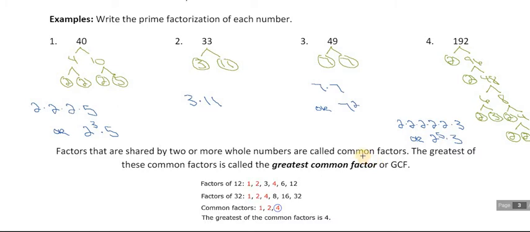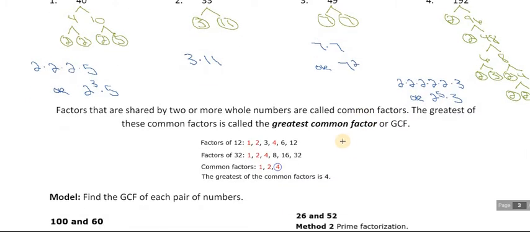We can go about this in a couple different ways, but one way is a little more systematic and reliable than the other. So here's an example where we have the factors of 12 listed out. Factors of 32 are all listed out. The factors in red are those that are common, that are shared. The largest of those shared or common factors is 4. So the GCF of 12 and 32 is 4.